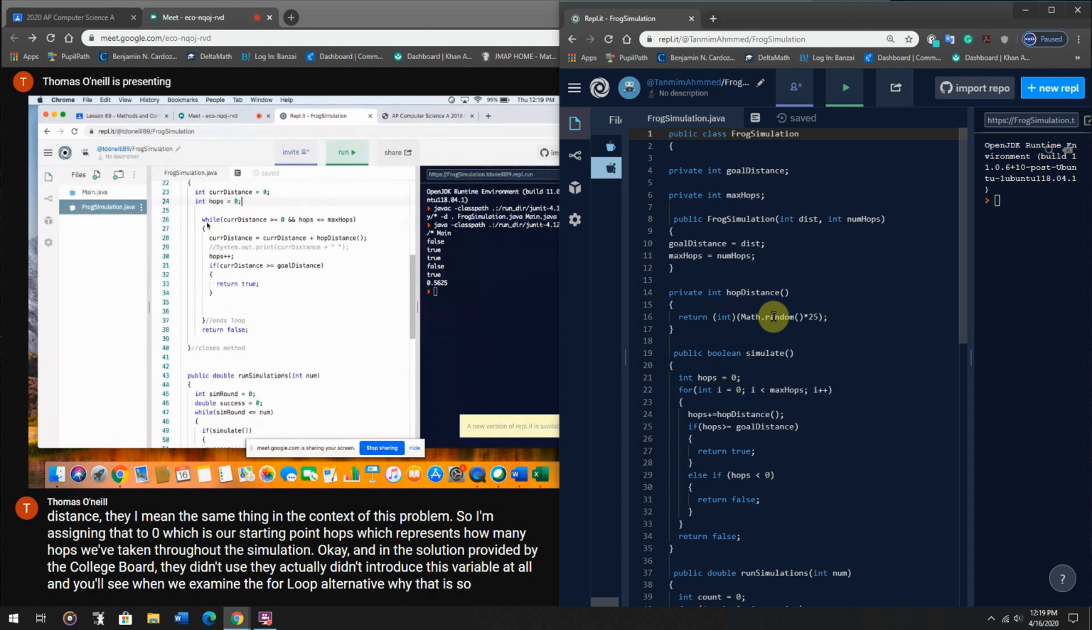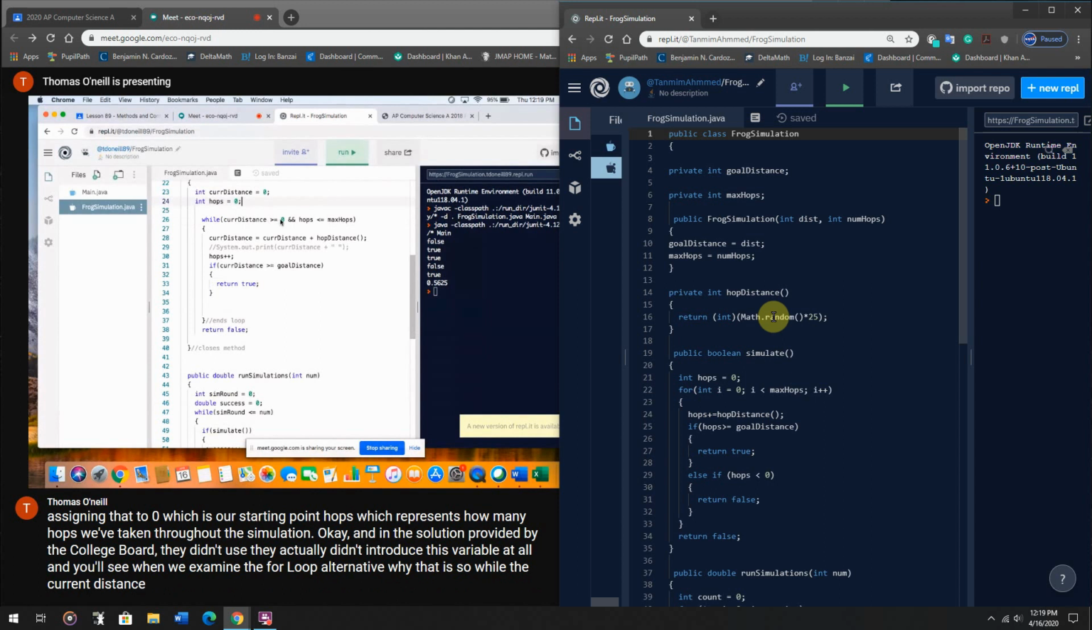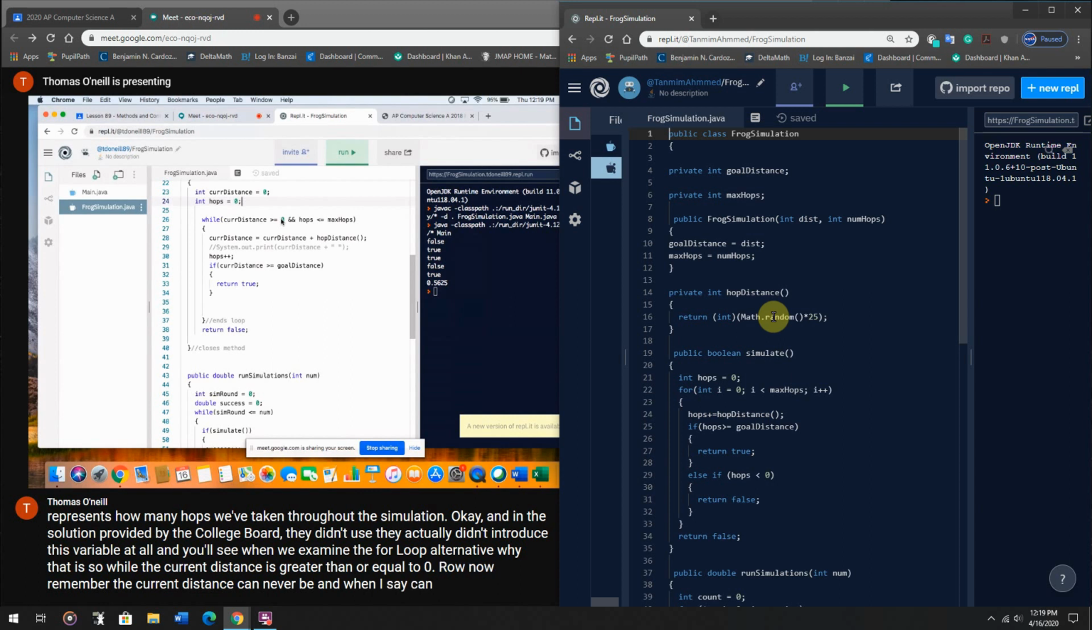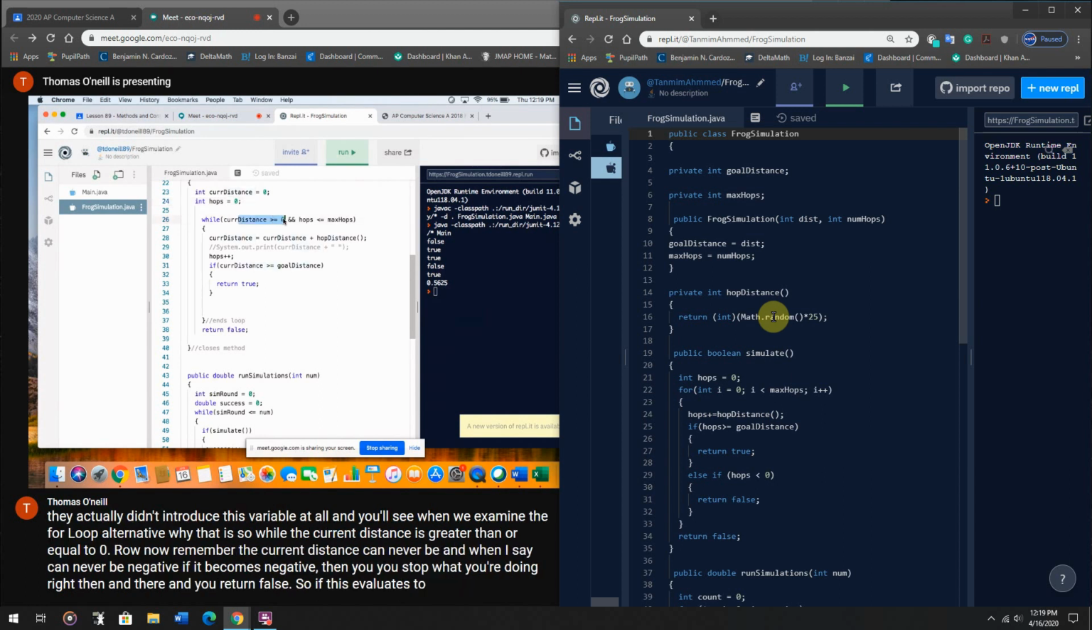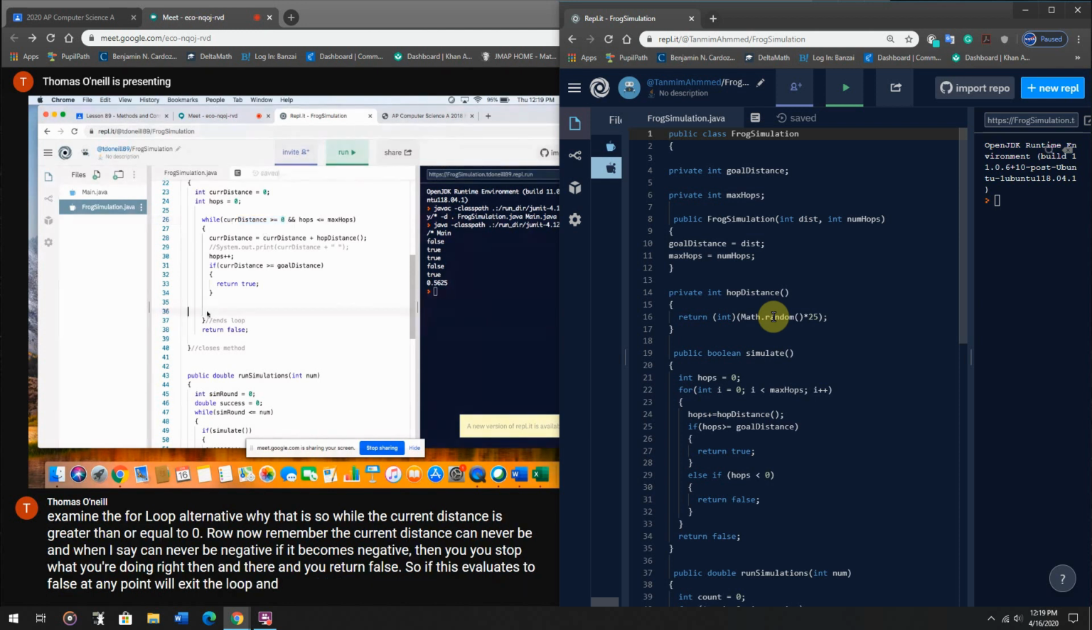So while the current distance is greater than or equal to 0, now remember, the current distance can never be negative. If it becomes negative, then you stop what you're doing right then and there and you return false. So if this evaluates to false at any point, we'll exit the loop and we will return false. Okay, and we can see that right here.